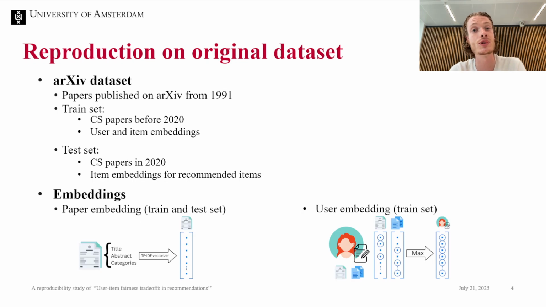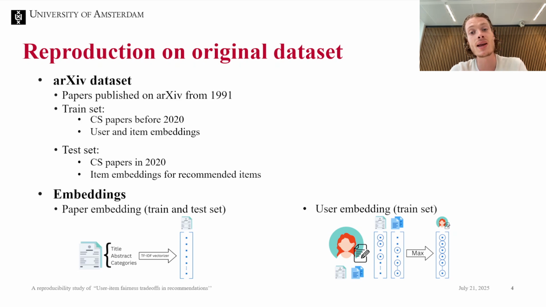For the reproduction of the original work, the same arXiv dataset as in the original work was used, consisting of papers published on arXiv starting from 1991. The dataset was divided into two. Firstly, the train set consisted of computer science papers published before 2020 and were used to create item and user embeddings. And secondly, the test set, which consisted of computer science papers published in 2020, used to create item embeddings of items that can be recommended to users.